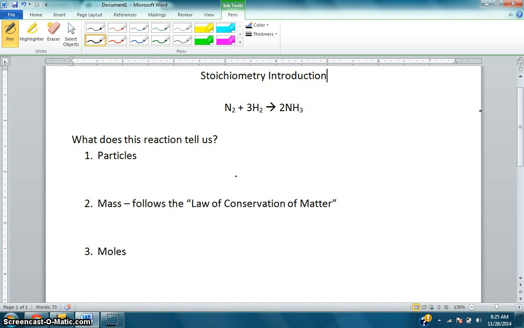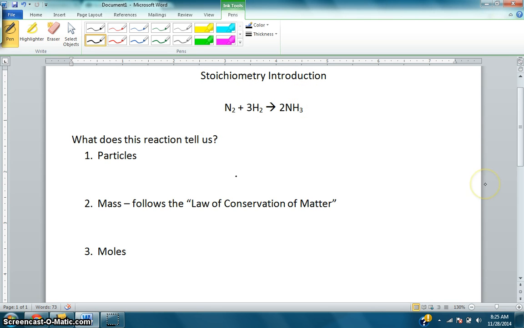Our theme of the day, understanding what this word stoichiometry means. What stoichiometry allows us to do as chemists is to mathematically quantify the relationship between the reactants and the products in a chemical reaction. So we want to start thinking of these reactions as like our recipes in chemistry.